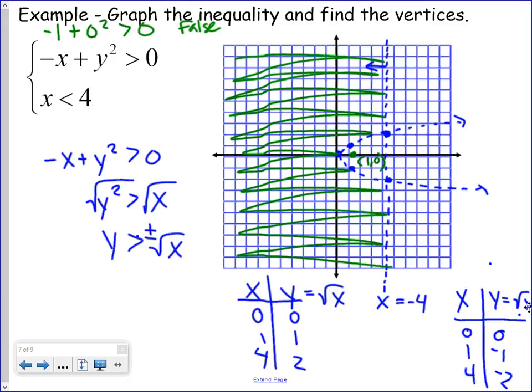Yes, sir. But the negative x values, they don't work in that equation though. That's right. I'll be picking this point. This is negative 6, 3. Negative 6 plus 3 squared is greater than 0. So negative 6 plus 9 is greater than 0. So that's okay.